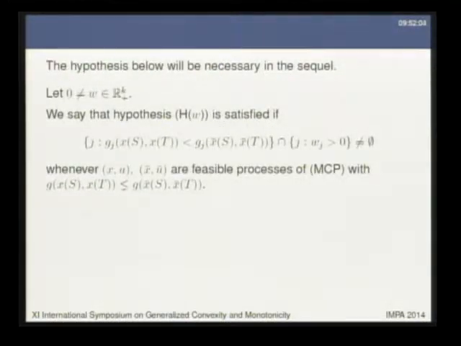Here we will need this hypothesis. So let W be a non-zero vector, which belongs to the positive orthant. We say that hypothesis H of W is satisfied if the intersection of these two index sets here is non-empty, whenever xu, x bar u bar are feasible processes with this inequality.